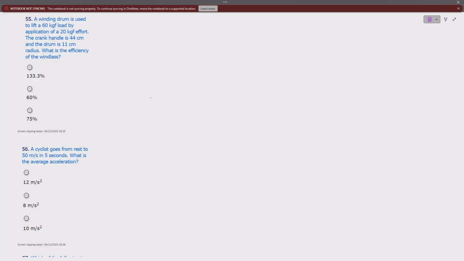In order to solve questions like this, you need to state the parameters, find a suitable formula, plug in the numbers or the figures. So now we have the load equals 60 kilogram force, and we have the effort equals 20 kilogram force. Now the load distance, let's make it DL, equals 11 centimeters.